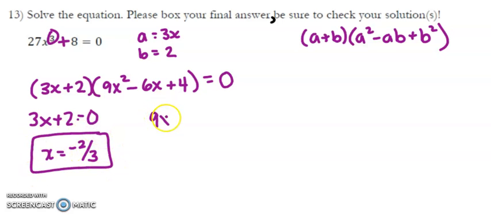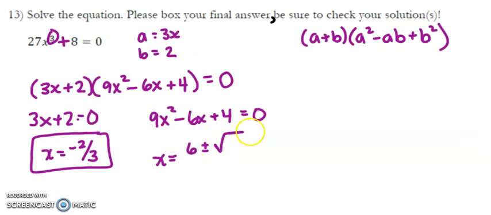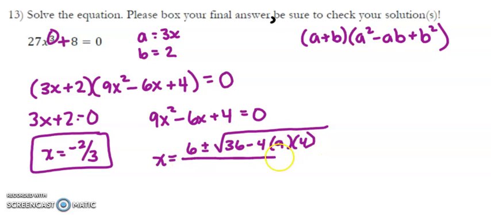And I'm going to set 9x squared minus 6x plus 4 equal to 0. And I know these are going to be 2 imaginary roots. So I'm just going to jump right into the quadratic formula. X equals opposite b plus or minus square root b squared minus 4ac divided by 2a. X is equal to 6 plus or minus 36 minus 4 times 9 is 36 times 4.